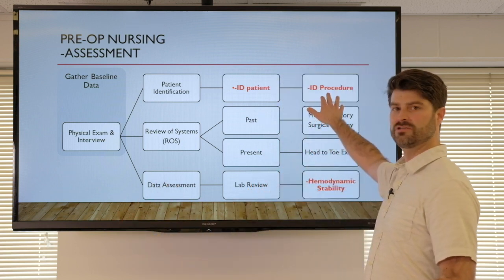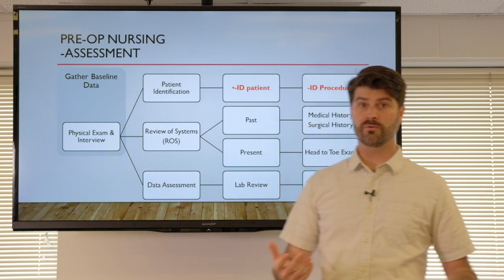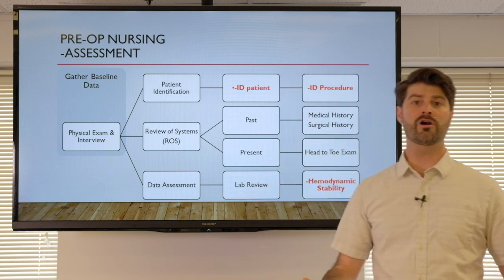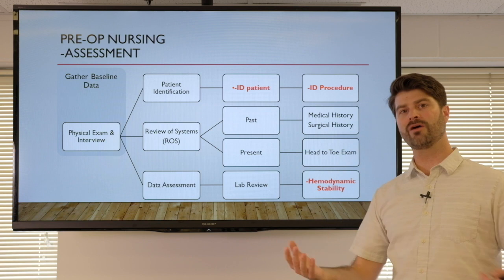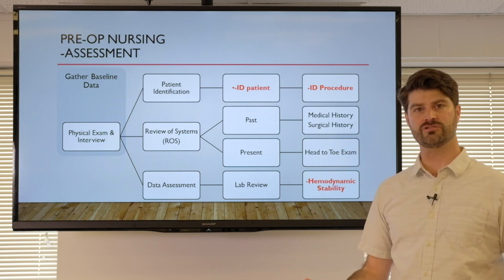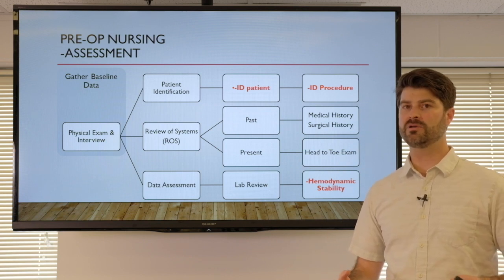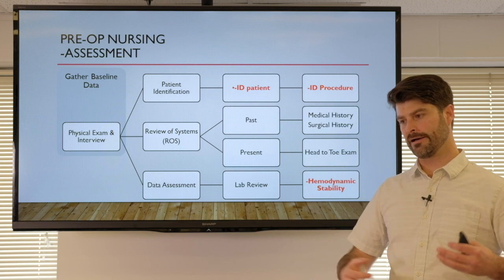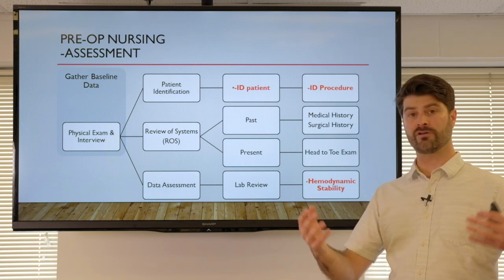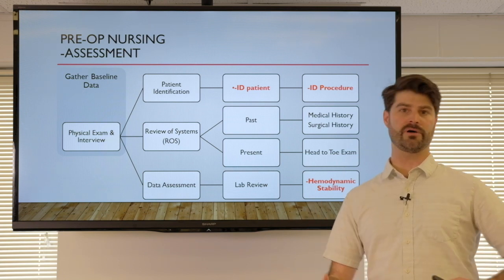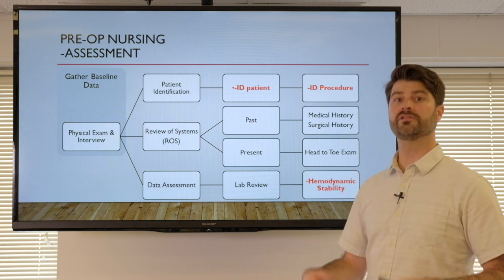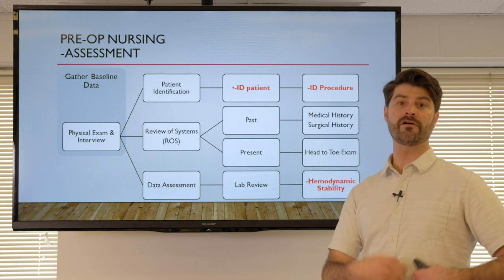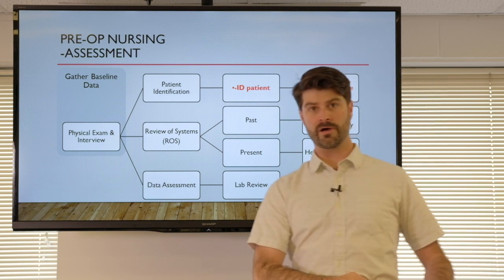Then we've got to ID the procedure. So how do we want to do that? Same way. We want our patient to tell us what procedure they are having and where on their body they are having that procedure done. This doesn't have to be, I'm having a total whatever, or a partial laparoscopic appendectomy, or whatever the procedure may be. They just need to be able to tell us in layman's terms what's going on. Like, oh, I'm having my appendix taken out and it's on my belly.